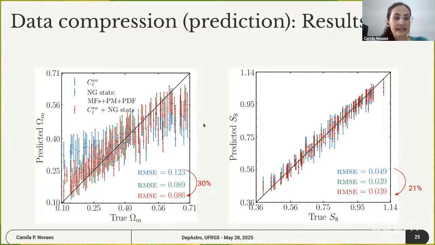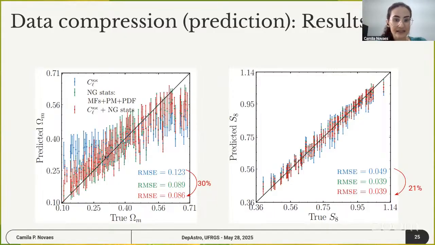Okay, then these here are the results of the compression, or we can also call it the prediction. So you have here a comparison between your true value, because we're talking about simulations, so we know the value of the cosmological parameter, and the predicted value, the value predicted by the neural network after it is trained. So you can see here in each color the result produced using different sets of summary statistics. The blue one is using just the angular spectrum, while the red one combines the Gaussian statistics and the three non-Gaussian statistics that I listed before.